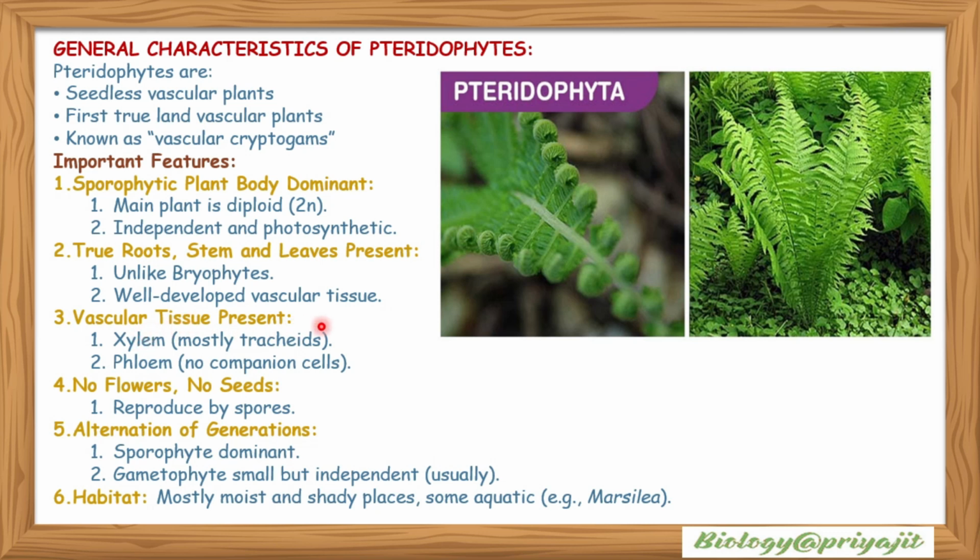Their vascular tissue is present, whether it is xylem, which is mostly tracheids, and phloem. There are no companion cells. They have no flowers and no seeds. They reproduce only by means of spores. Alternation of generations: they have a dominant sporophytic stage, and the gametophytic stage is small but usually independent. Their habitat is mostly moist and shady places, with some aquatic genera like Marsilea.